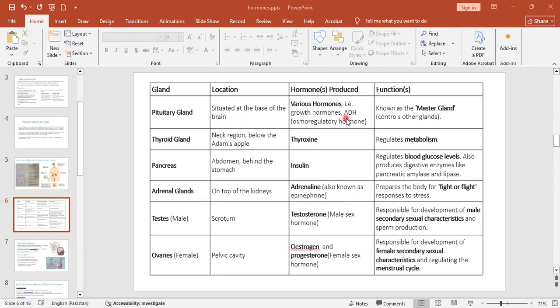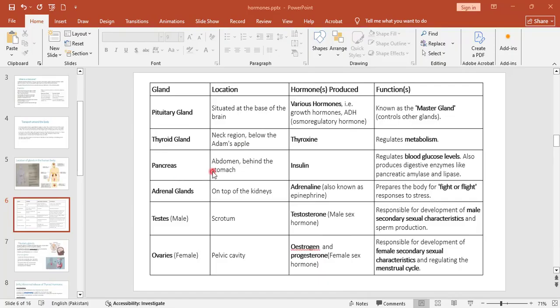your upcoming term. ADH is an osmoregulatory hormone, meaning it deals with the balancing of water. The pituitary is known as the master gland because it controls the other glands as well. Another gland is the thyroid gland. It's present in your neck region. It produces thyroxine, which regulates your metabolism.